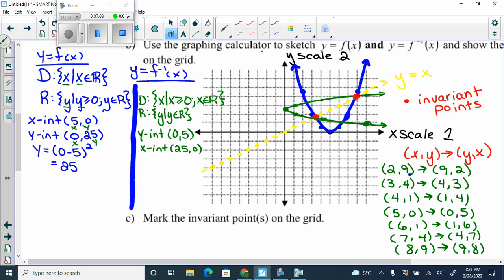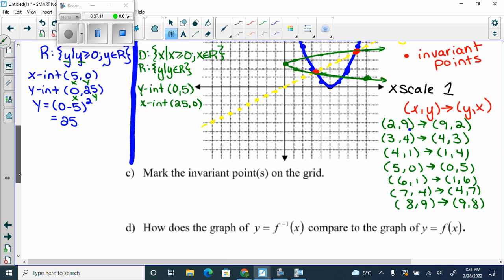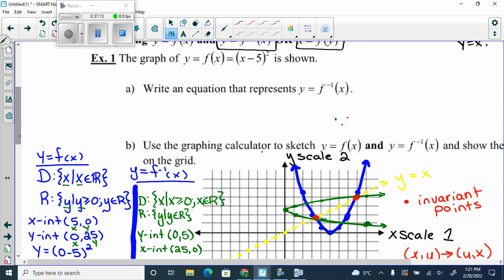We already marked the invariant points in red twice because I screwed up the first time. Awesome. Go up to A.